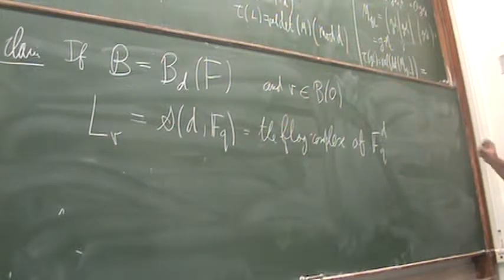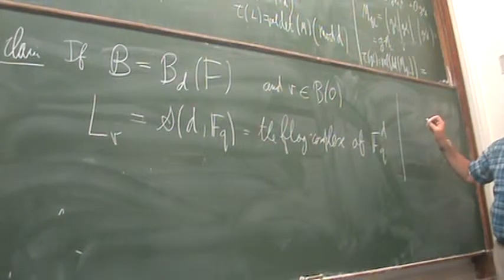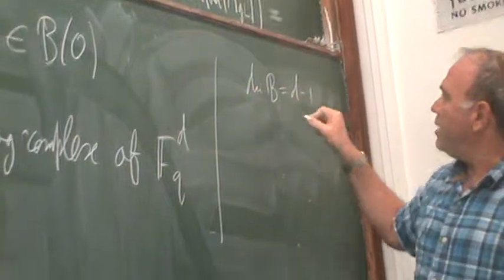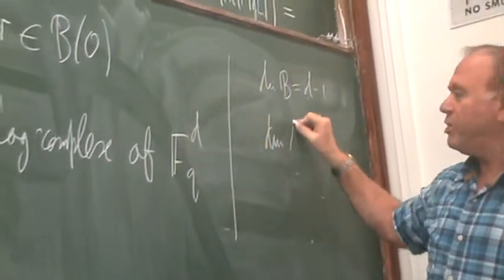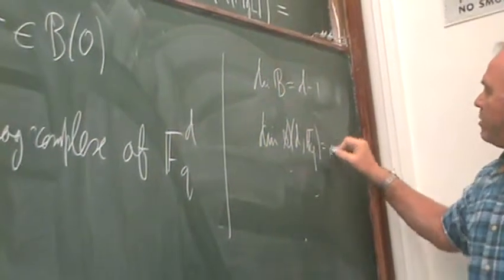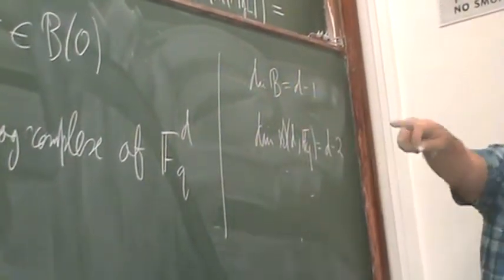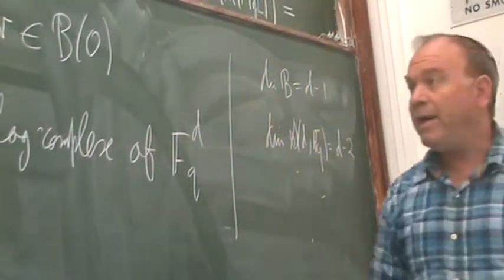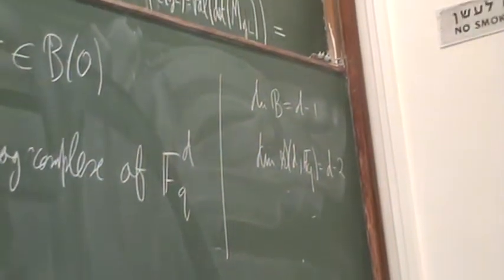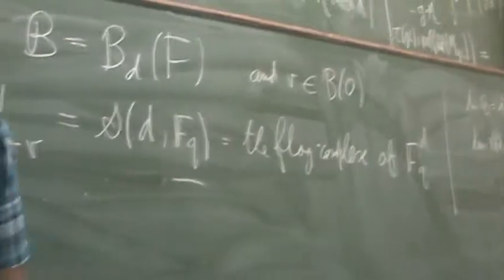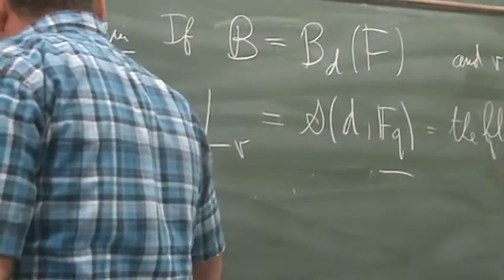First of all, note that regarding dimension, it works okay. The dimension of B is D minus 1, and if you remember, the dimension of S_D(F_q) was D minus 2. So that's okay with what we said. It's not difficult to see. I will come back to that. My time is over.